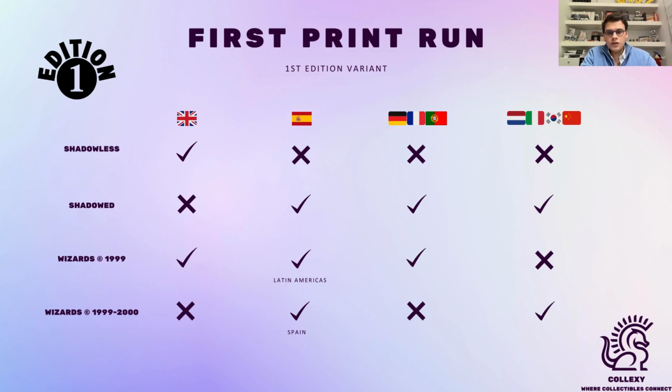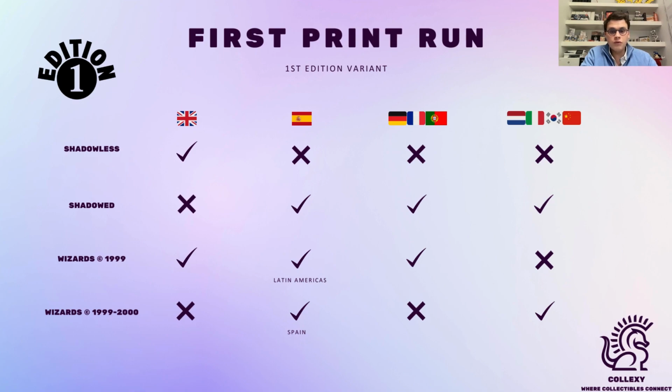So for the English versions and variants that were printed, they were all shadowless and all had the Wizards of the Coast copyright date of 1999. For the Spanish variants, there were no shadowless cards, only shadowed cards, but they came in 2 different variants: the Wizards of the Coast copyright year 1999, which was distributed in Latin America, and the Wizards of the Coast copyright 1999 to 2000, which was distributed in Spain.